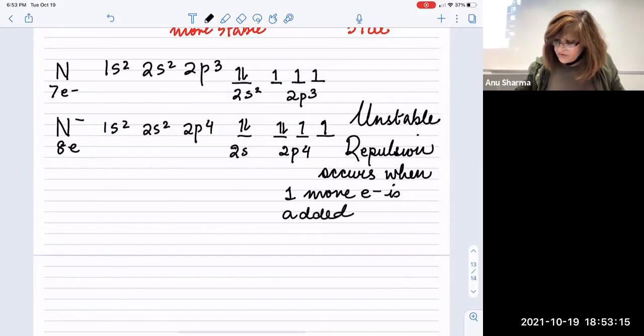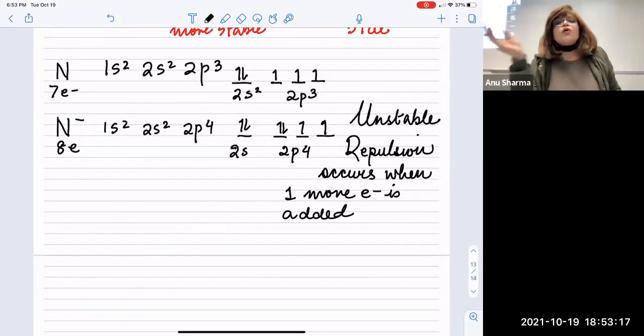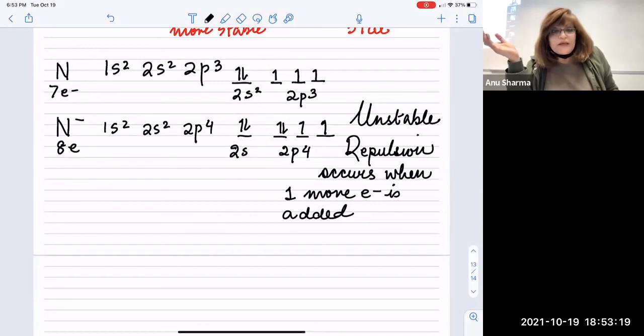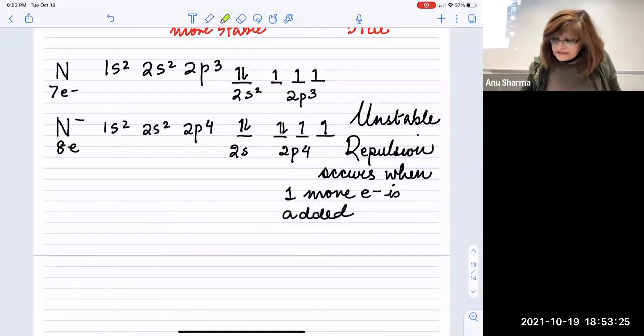So, think about it. You have the whole room by yourself and you're very happy, but somebody else comes to share the room with you. Obviously you won't like it. Same story here. This guy, when that one more electron comes, is not very happy. That is why the whole thing is very unstable. It never exists. You will never see this atom.